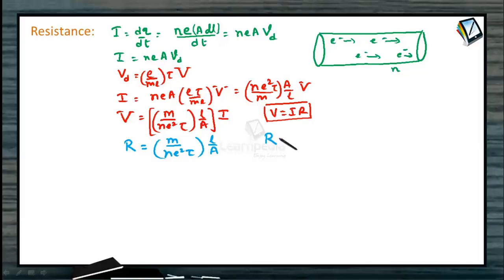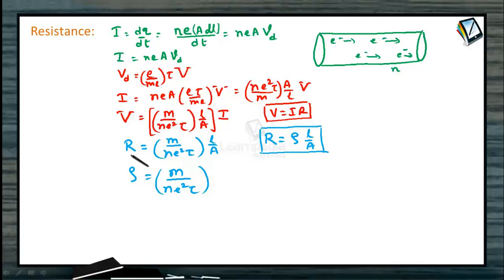But we know R can be written as rho L by A. What is rho? Rho is called the resistivity. So comparing this relation, R is equal to rho L by A, what will be the resistivity? Rho equal to m by ne square tau. That means the resistivity is depending on the relaxation time, as well as resistance is depending on relaxation time.